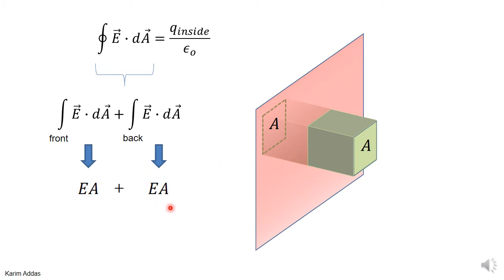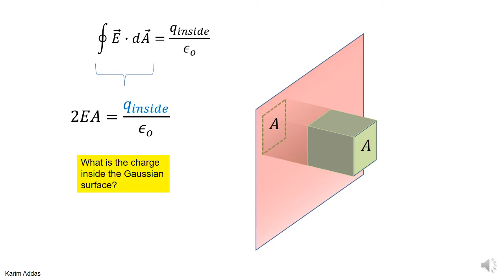And this is where a lot of people have confusion. They think that there should be a minus sign here, but as we showed, the angle is 0 degrees between the electric field and area vectors, so you get positive, both positive. So the left-hand side of Gauss's law is 2E times A, and now we want to know what the right-hand side is. What is the charge inside this rectangular volume?